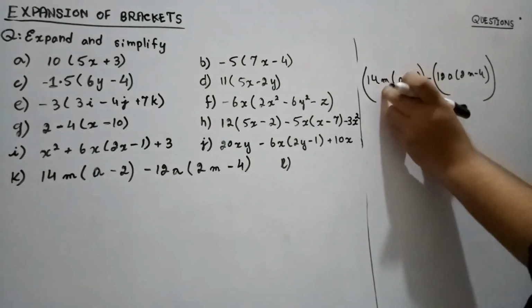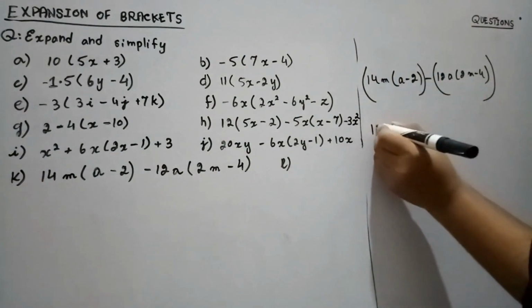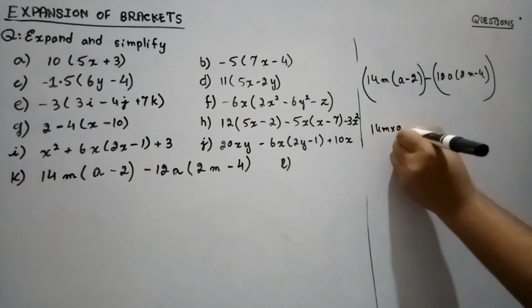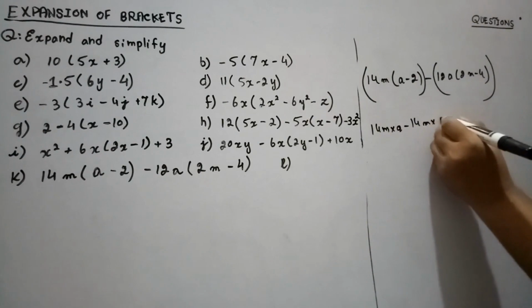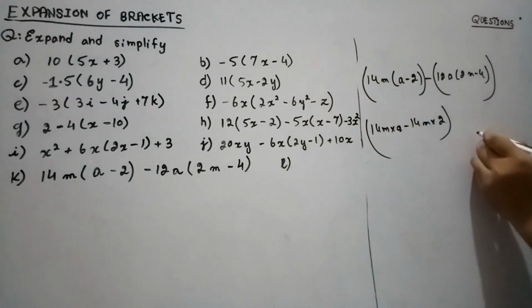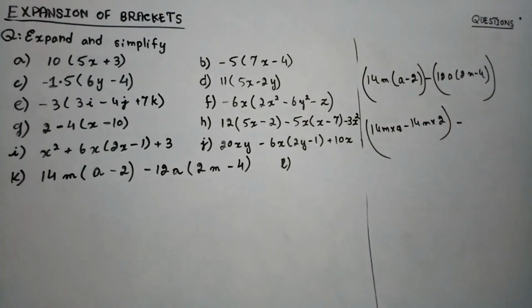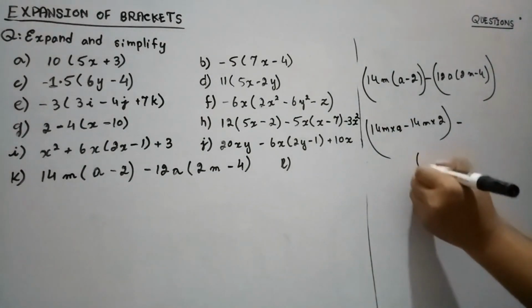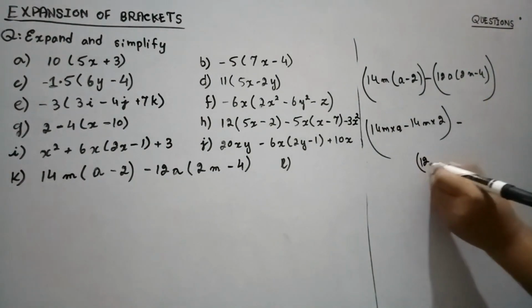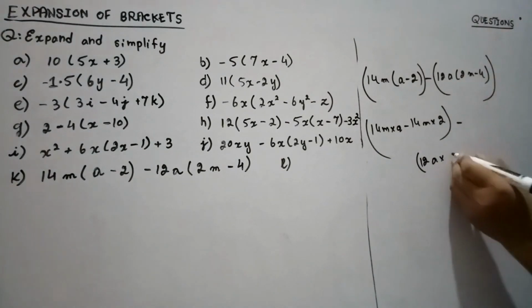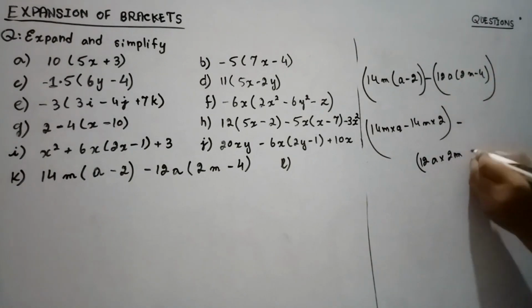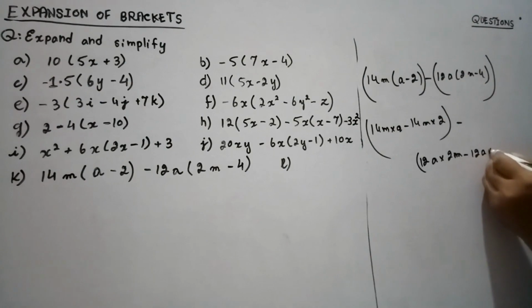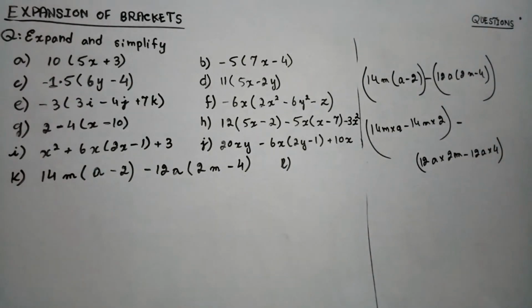So now first of all, let's solve this one. This 14m is going to multiply by a, and I write this negative sign as it is, and this 14m is also going to multiply by 2. Brackets, and now this negative sign as it is, and let me write this one here. This 12a is going to multiply by this 2m. 12a multiplied by 2m, and this negative sign as it is. And if I write here this 12a, it is going to multiply by 4. It is just like this one.